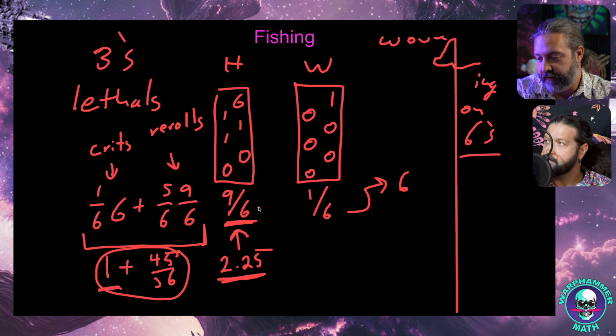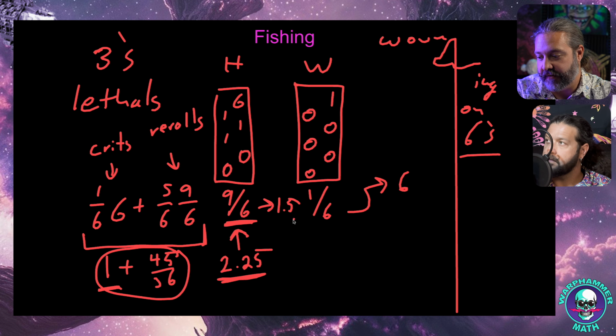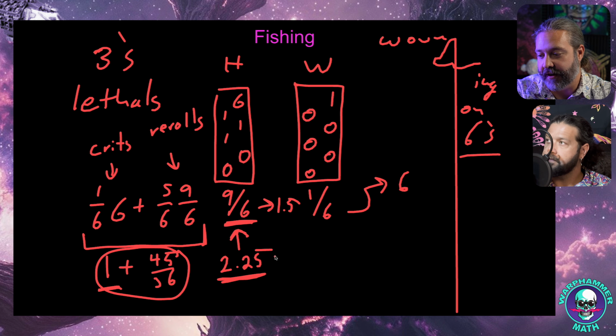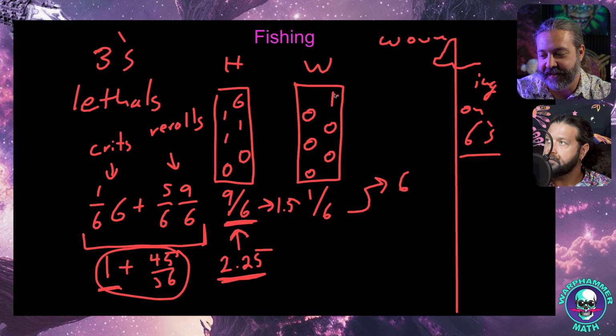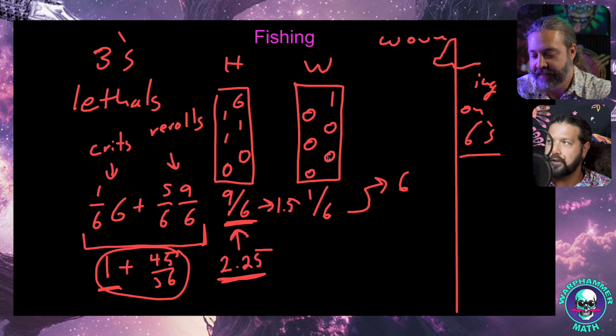Because what was this without fishing? Without fishing, this would have been 1.5. So there's a significant benefit here, mostly because you're only wounding on 6s here. Right. Yeah. Cool. You really need it there.